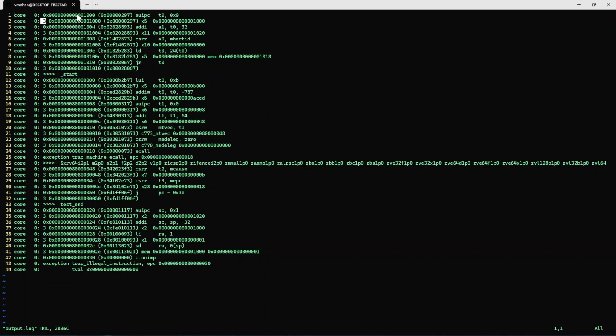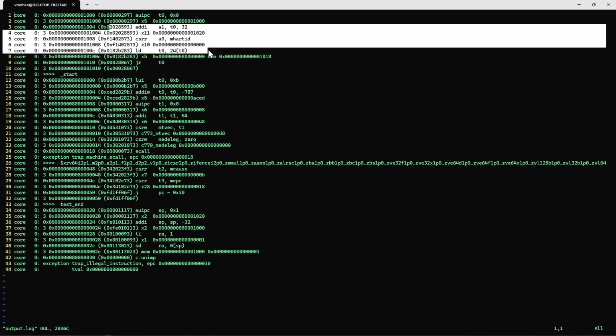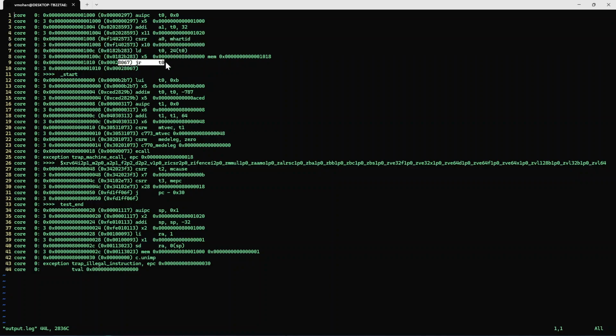Spike begins execution at its built-in ROM entry point, which is at address 1000. Here, it executes minimal machine code before transferring control to the test program, which begins at PC 8000000. At this point, the core is still in machine mode and the test begins its initialization sequence.